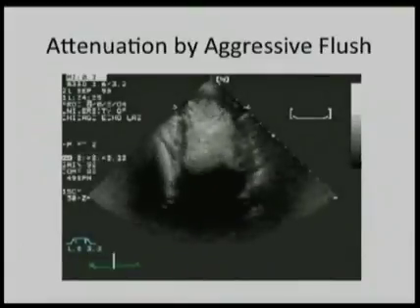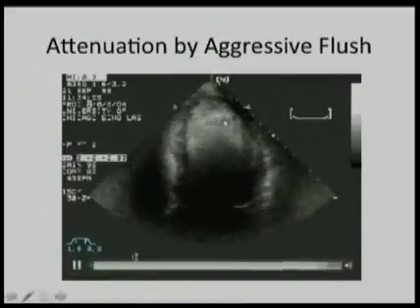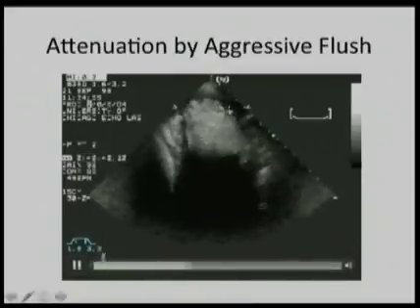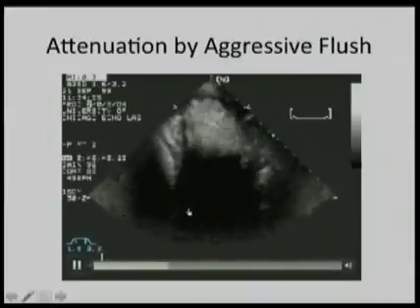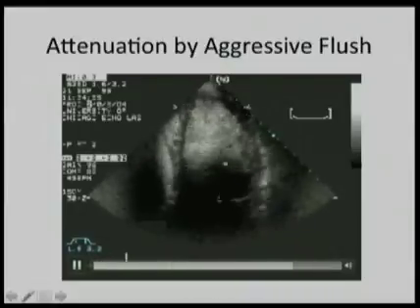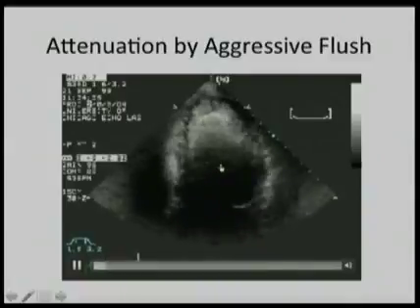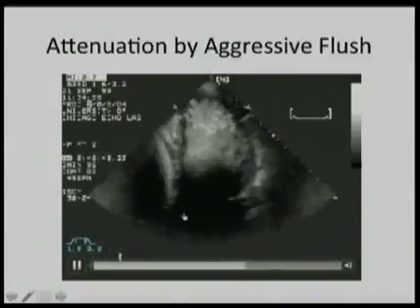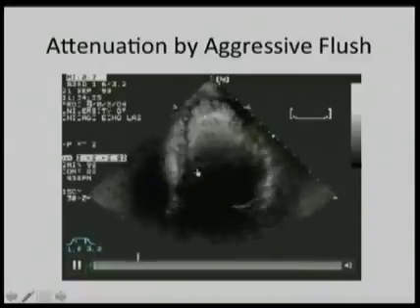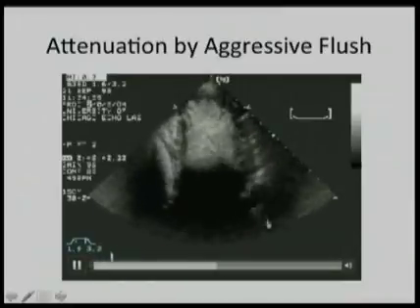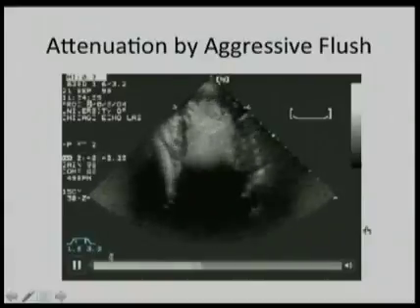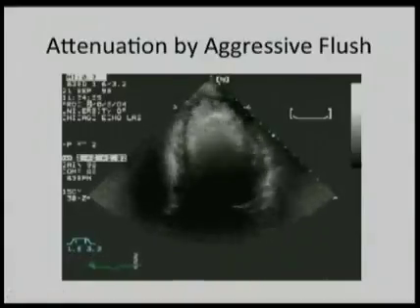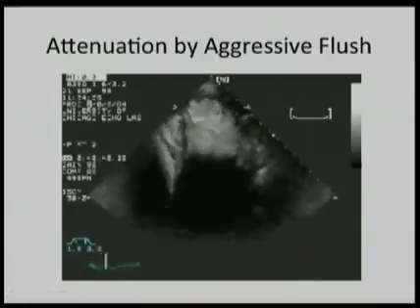Here's what happens if you do a vigorous flush. Notice that you can see the apex, and you can see that there's an akinetic apex with a wall motion abnormality, but you don't see the base at all because there's so many bubbles here in the apex that they attenuate ultrasound, and you can't get any imaging of this portion of the septum or this portion of the lateral wall. You can't really see the mitral valve at all. And so this attenuation by an aggressive flush can make your images uninterpretable.